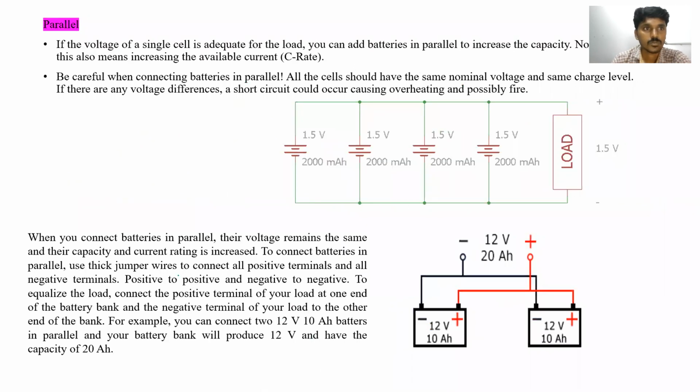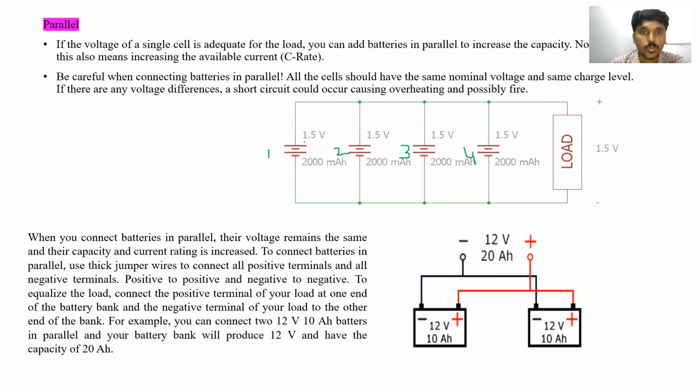Next. What about the parallel? Parallel means, for example, we have taken 4 cells. First cell, second cell, third cell, and fourth cell, and each cell has 1.5 volts rated voltage. The rated voltage of each cell is 1.5 volts. Clear? Is it right?